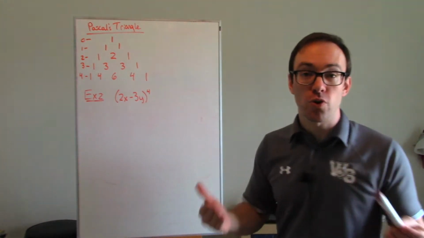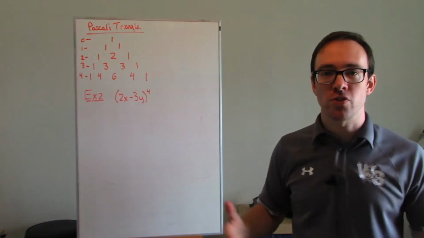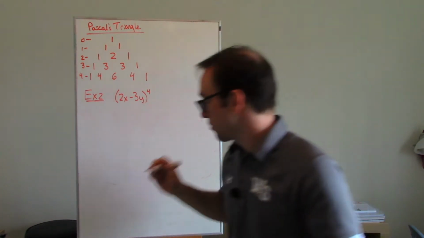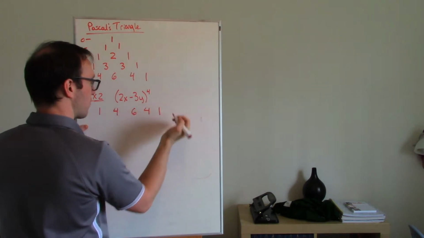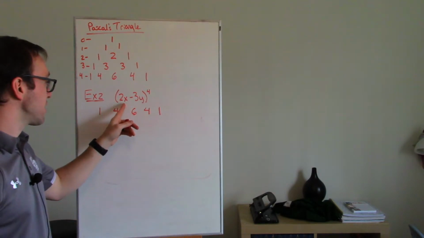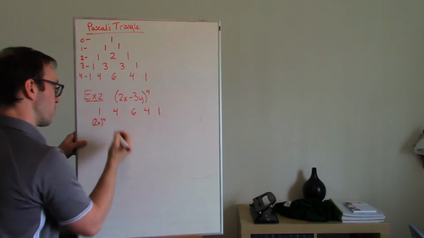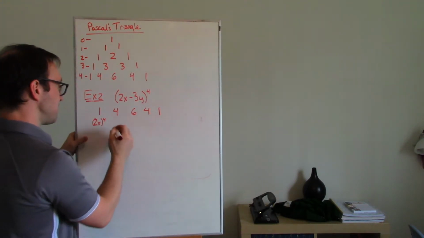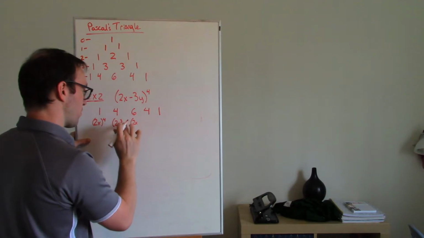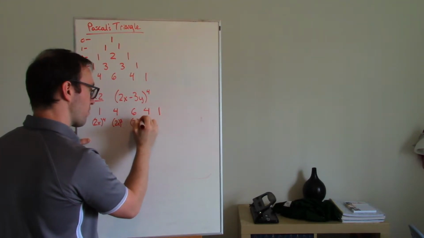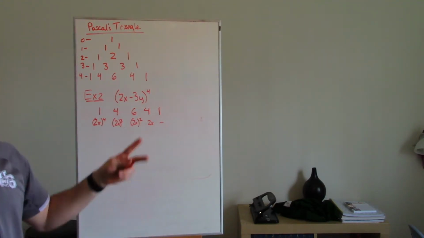So with this one being to the 4th power, we're going to use line 4 of Pascal's triangle, which we have written right above it, 1, 4, 6, 4, 1. So go ahead and write it up. And then from there, we're going to do the same thing. We're going to take the first term to that exponent, so 2x to the 4th. And then we're going to go down. And then we're going to take the last term to that exponent.